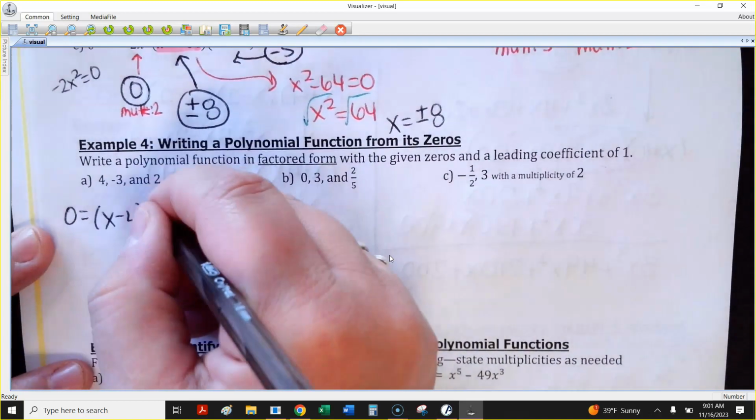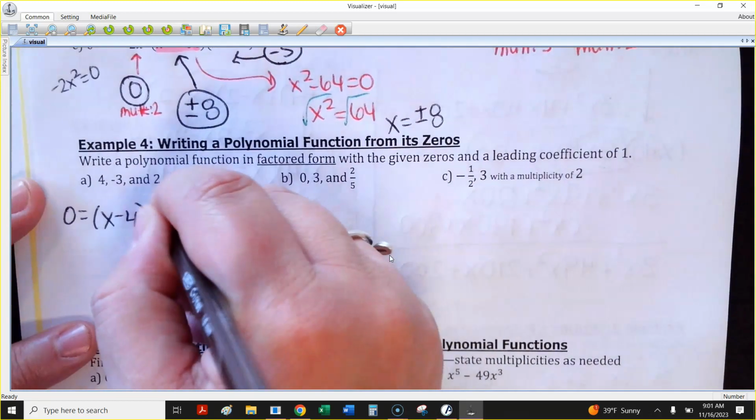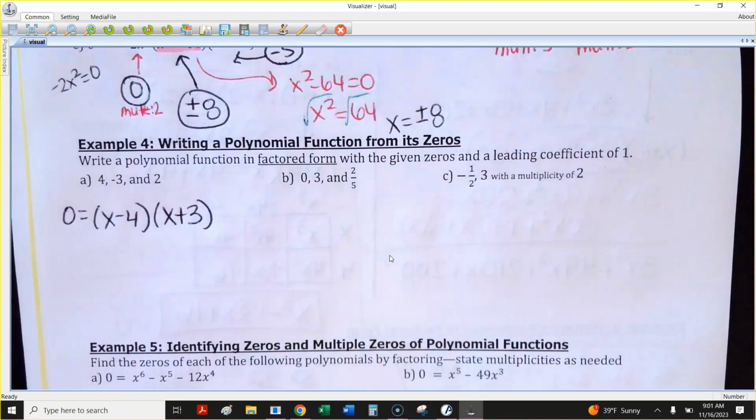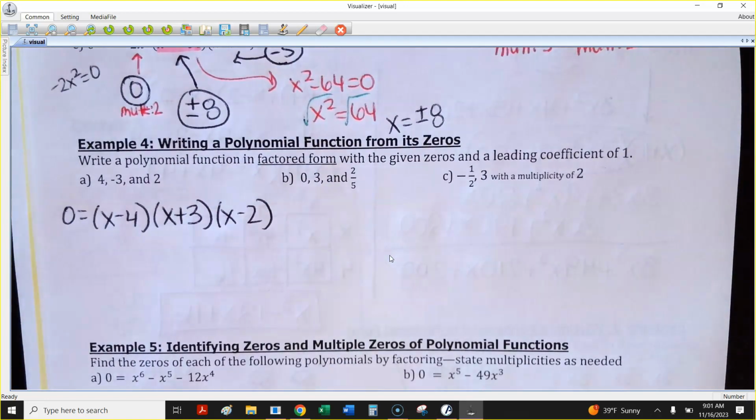What if I had negative 3? X plus 3, exactly, good. What if I had 2? X minus 2. If it's a positive 0, then in the factor you'll have subtraction. If it's negative for the 0, then you'll have positive, because we're doing opposites here.